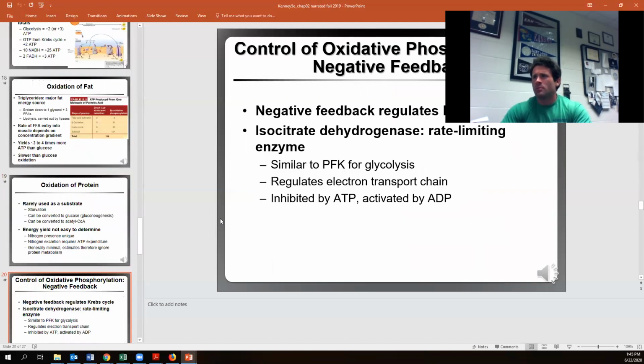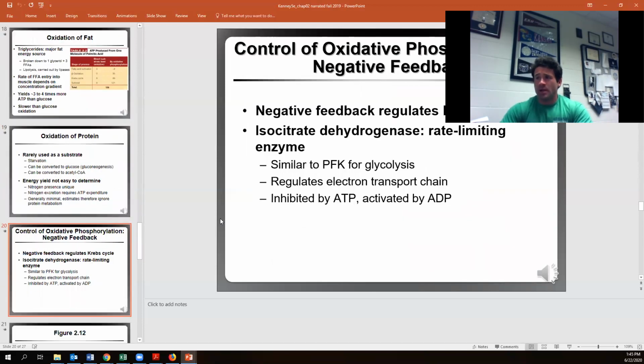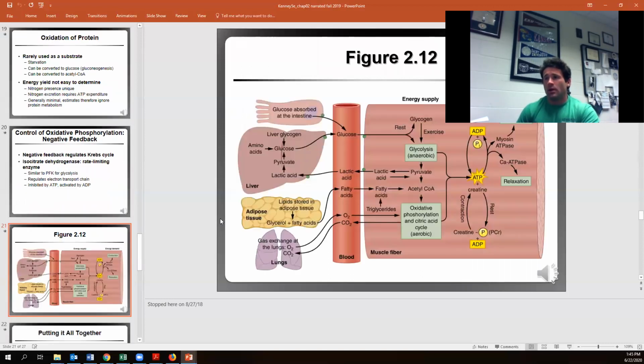Now, same type of situation as we had with PFK, we're going to have negative feedback through an enzyme known as isocitrate dehydrogenase. And that is going to be inhibited when we have high amounts of ATP, because why go through more metabolism if you got plenty of energy available? But when we have a lot of ADP, then we're going to start to see this becoming activated.